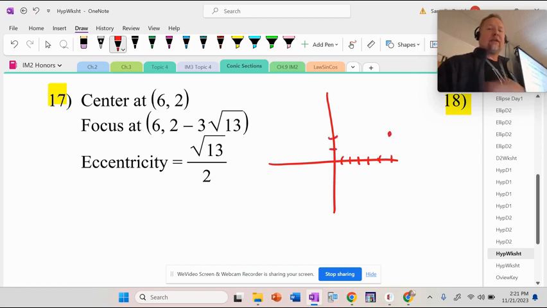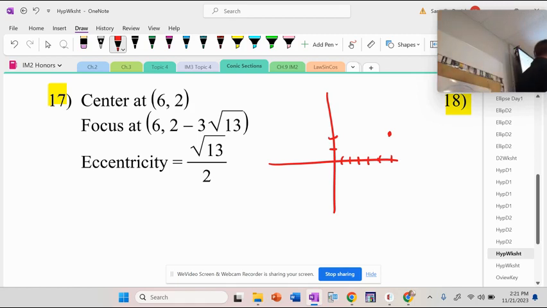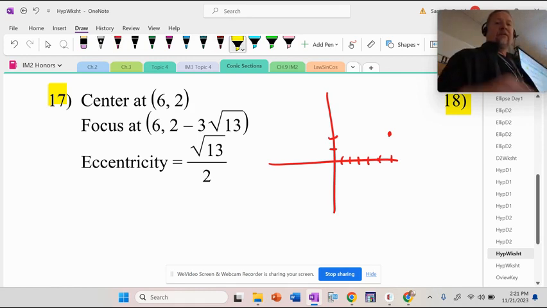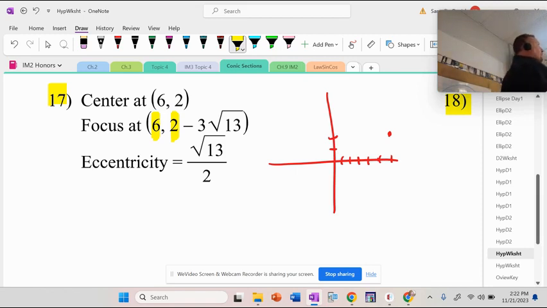So there's the center, 6 comma 2. Wait a minute. Now I have a focus. But do you see this? This is why I love this worksheet generator. What is that again? The 6 comma 2 is called the what? Center. So where am I going for the foci for this value? Am I going up, down, right, or left? They're only giving me one focus. Where am I going? I'm going down.